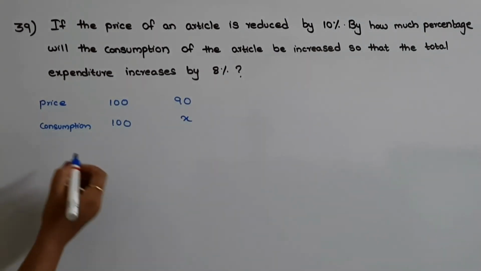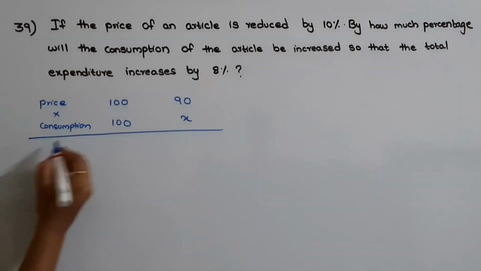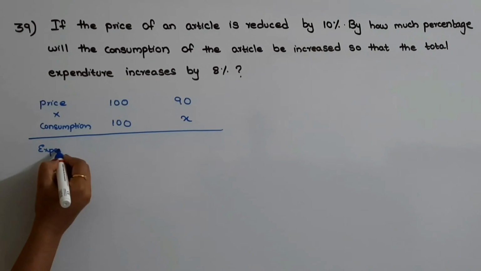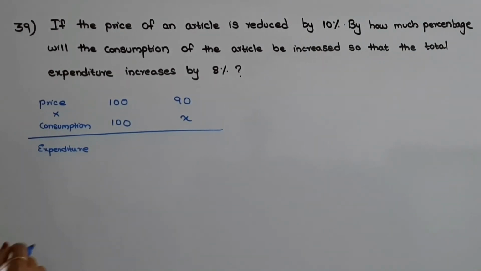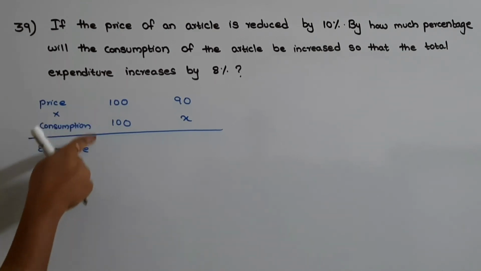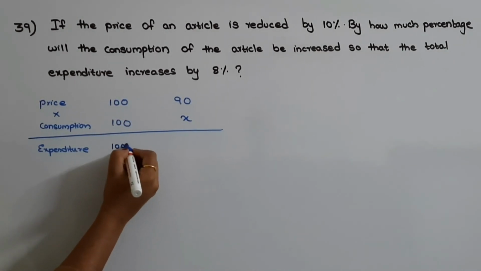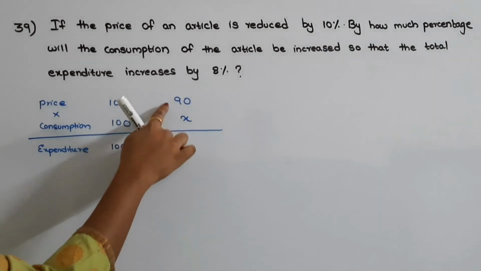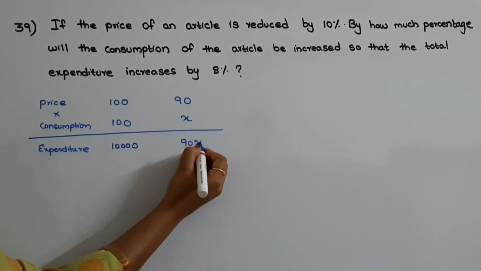And this price into consumption is equal to the expenditure. Expenditure is equal to price into consumption. So in the first case what will be the expenditure? That will be 100 into 100, that is 10,000. Then in the second case it will be 90 into X, that is 90X.